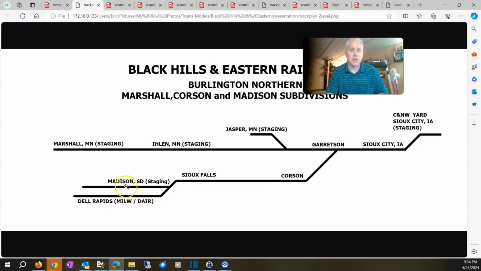And then back into staging here with the Madison subdivision, Madison, South Dakota, and the Dell Rapids D&I line, and there will be some switching over there too, and we'll pull out rock trains and stuff. We'll go south through Sioux Falls and access Sioux City.